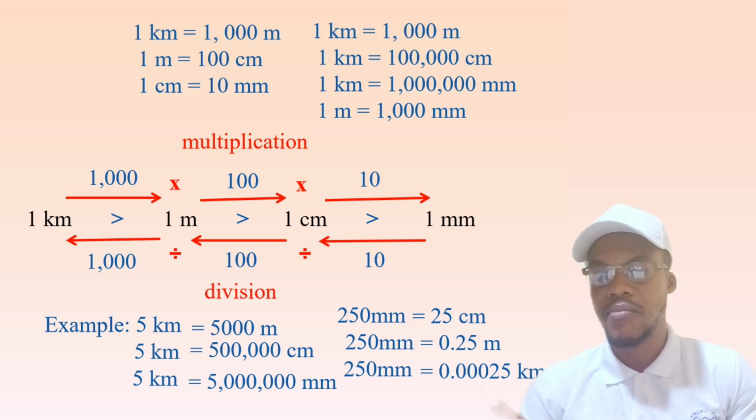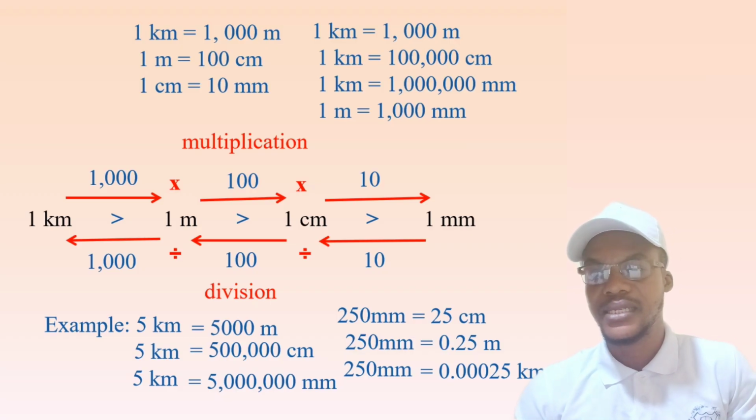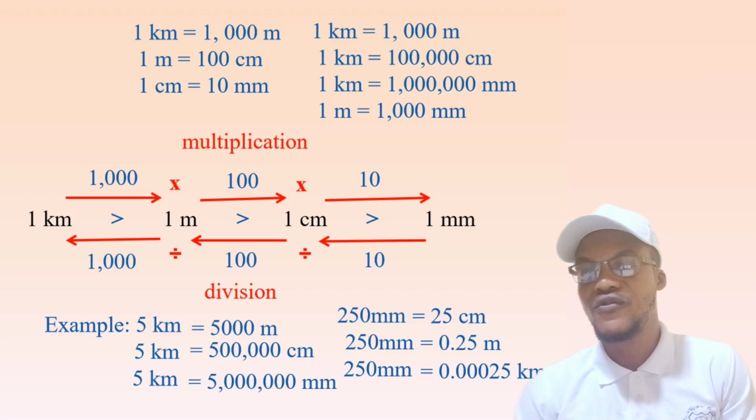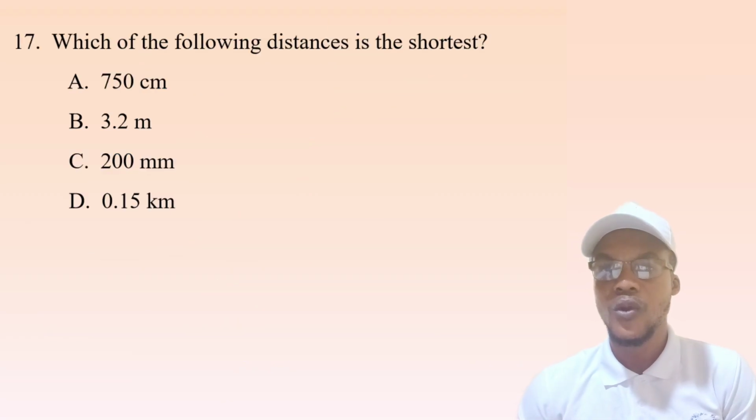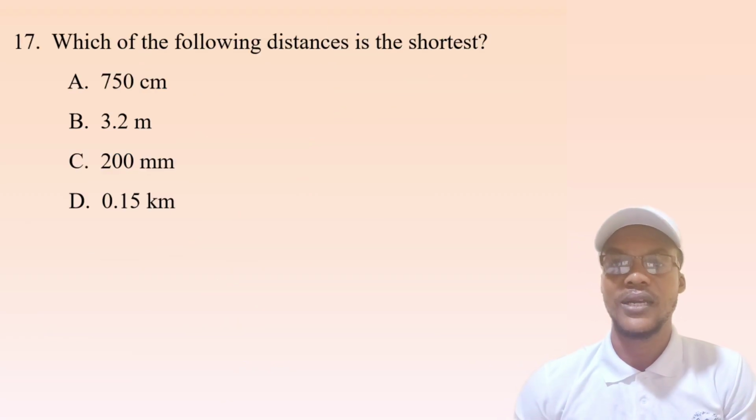Listen again, I said the more you move to the highest measurement, the more the number reduces, and the more you move to the smaller measurement, the higher the number increases. Yes, that is how it works. If that's the case, then we can go back to our question.